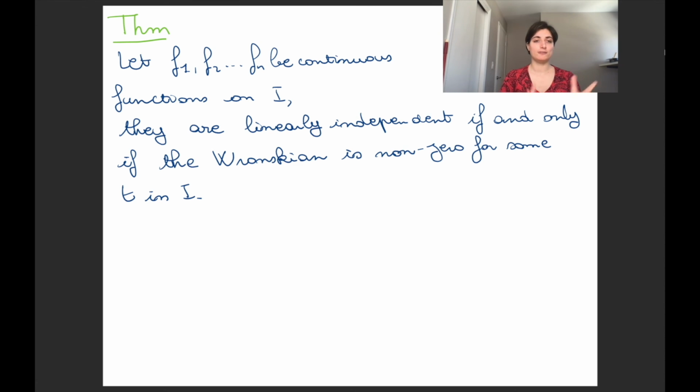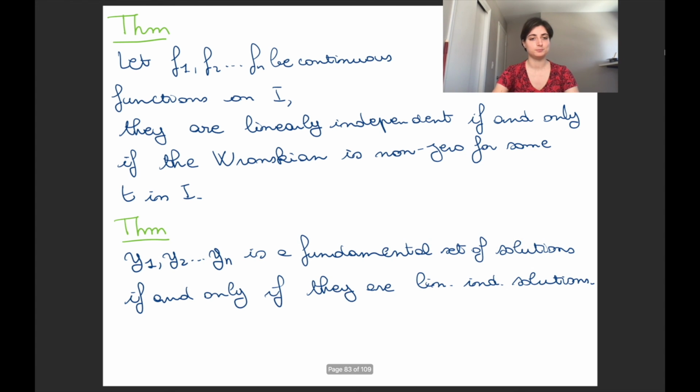We now have a theorem that makes our job quite easier. If we take functions f1 to fn continuous on an interval I, they are linearly independent if and only if their Wronskian is non-zero for some value of t in that interval. That makes our job so much easier. It changes from trying to find the right places in which we can compute things to just setting a formula for the Wronskian and trying to find if it is non-zero for some values.